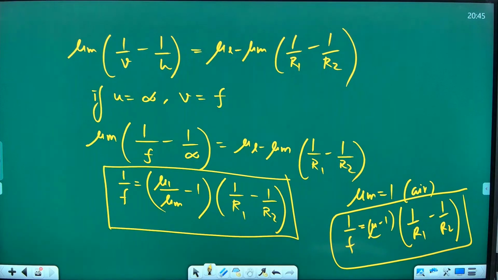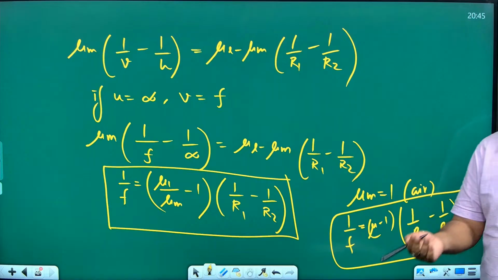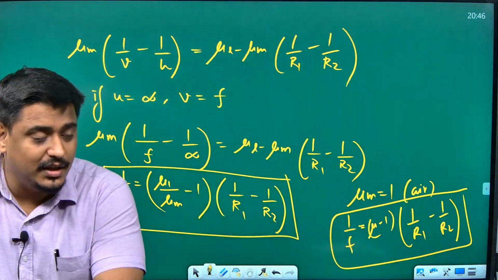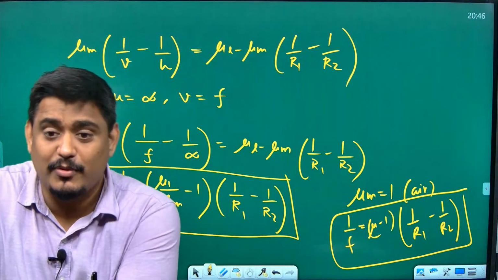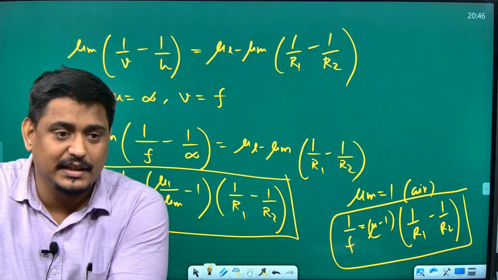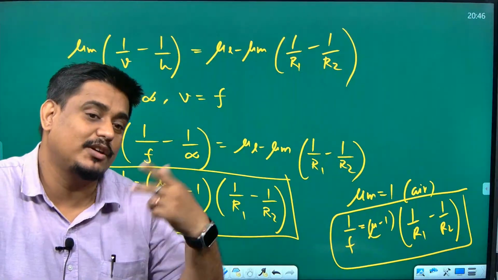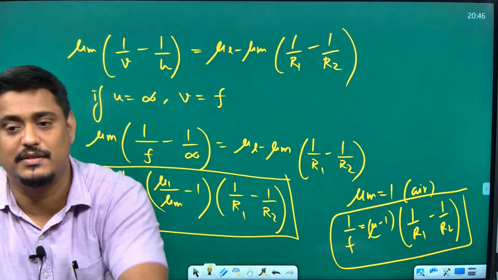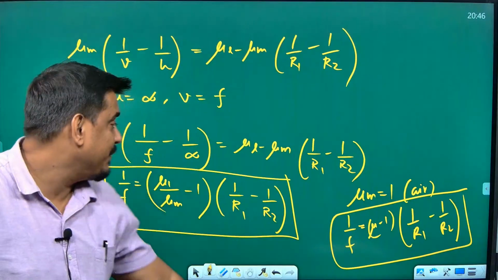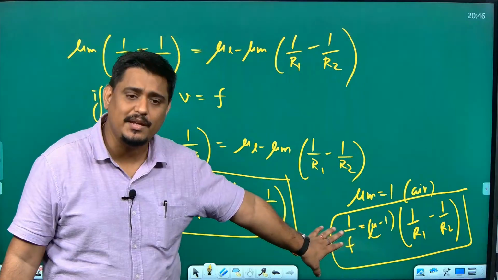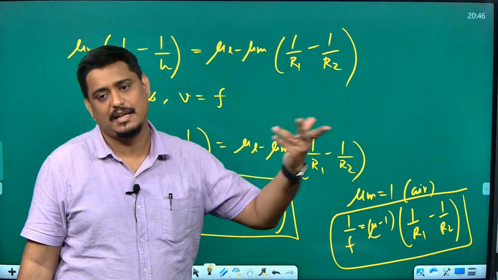In some schools they will not tell this itself, directly they will tell mu minus 1. If it is directly mu minus 1, it means they are assuming the medium is always air. But you may get a numerical where they may have a different medium outside, water or something else, then that formula will fail. You will get confused whether I should take mu as water's refractive index or glass refractive index. That is why this is the main formula. From this formula, you can get this, assuming the outside medium is air.